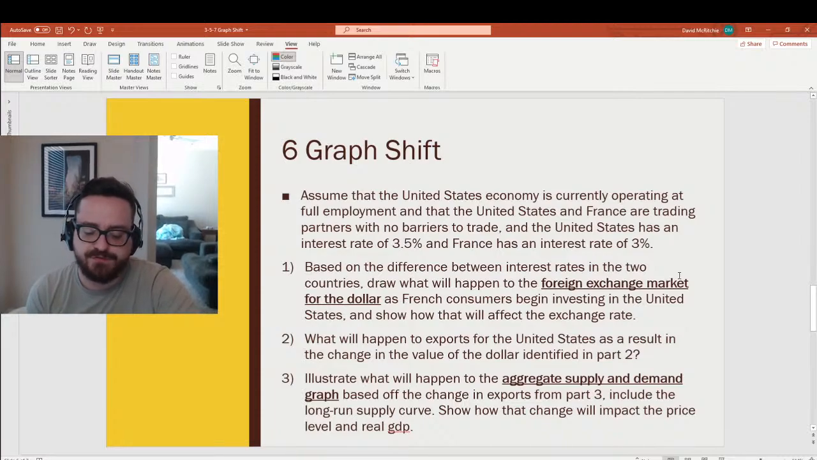Okay, U.S. and France are trade partners. There are no barriers to trade. Great. And the U.S.'s interest rate is higher than France's. The number doesn't super matter, just that it's higher than France's is all that'll matter here.